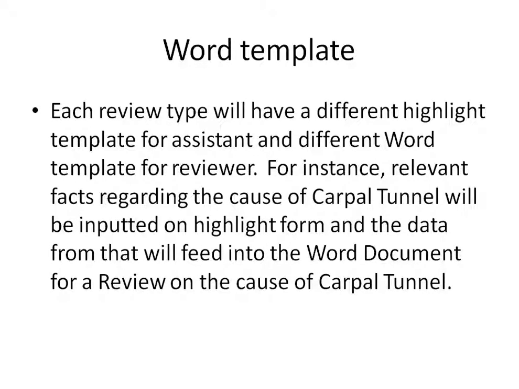And we talked about the reviewers will have a template for basically each different scenario. So whatever drop-down menus will provide a draft template for the reviewer, but the reviewer can also save their own custom template. For instance, as far as the cause of carpal tunnel, they could write a letter regarding the cause of carpal tunnel, and then some of the personalized elements from the highlight form could be placed in there either manually by the assistant or maybe even eventually have that metadata go in automatically.